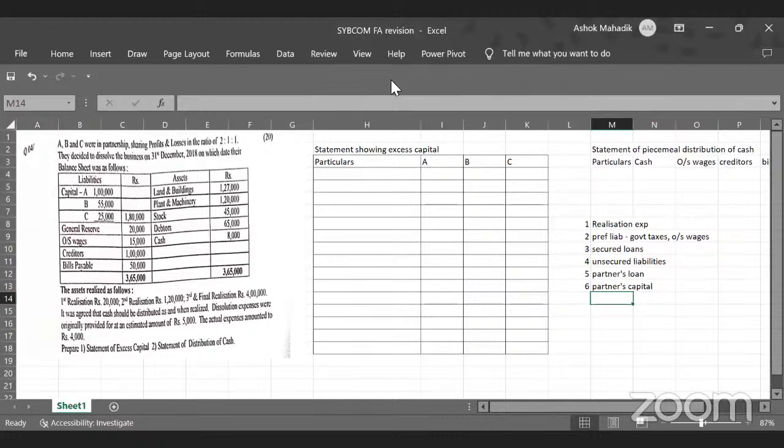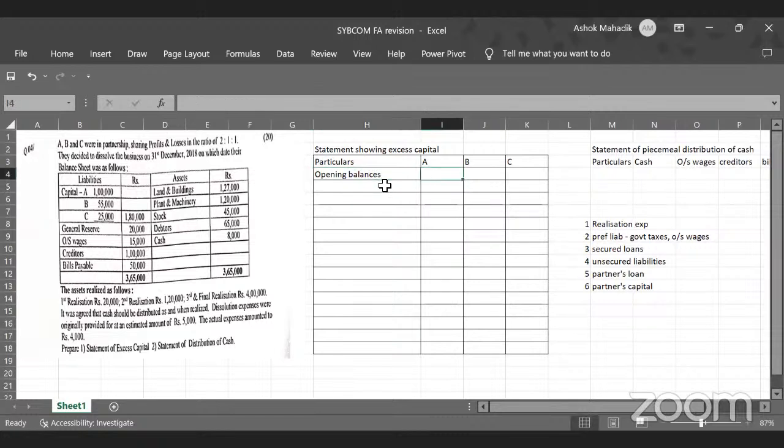Clear? Now this statement which we are making, statement showing excess capital, is only for this last stage. While paying partners capital, this will be useful. But this statement, a small calculation, will carry at least 5 to 6 marks minimum, and it is very easy. So I'll start with that. You draw one statement like this, with particulars and partners name. First of all, write opening capital or opening balances given in the sum.